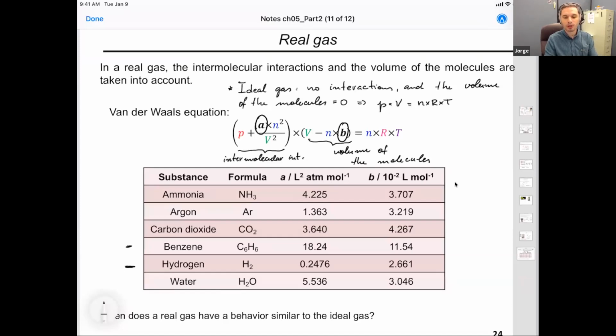Okay, so looking at the constants, you can try to figure out which gas has a behavior closer to the ideal gas and which one has a behavior closer to the real gas. The higher the value of the constants, the closer to the real gas is the behavior, and the other way around is true as well. So looking here at the table, hydrogen will be very close to an ideal gas, while benzene is closer to a real gas behavior.